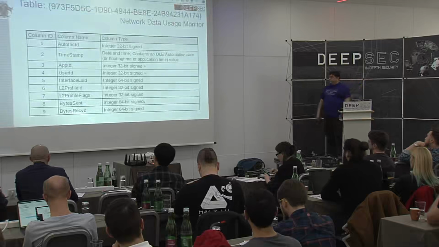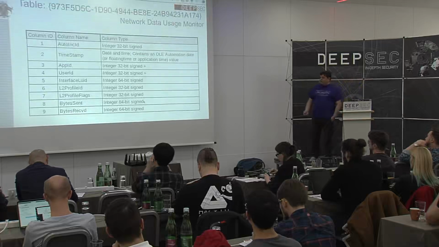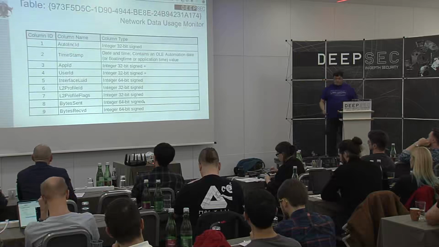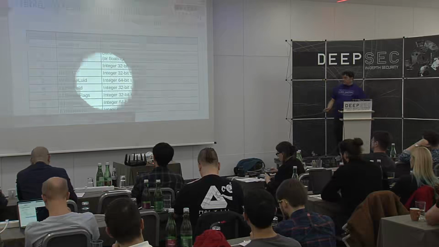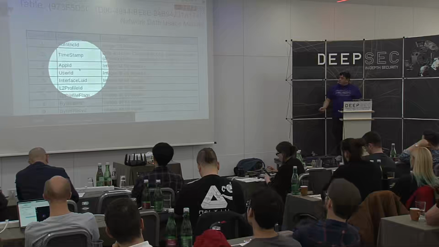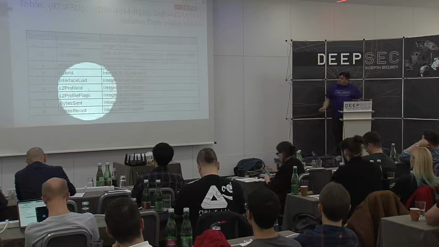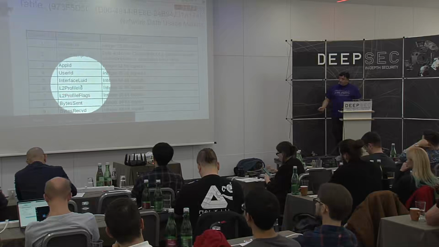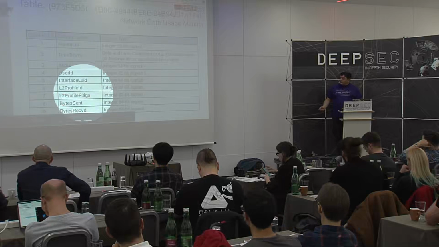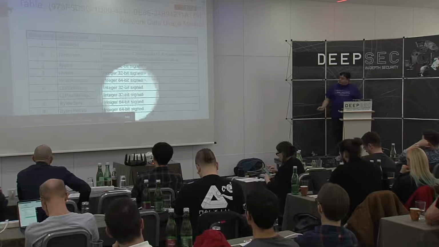The network usage table has columns, of course. It's a database, so we can see what kind of information we have inside it. We've got an application ID and a user ID, so we know which application and which user was using the network. We have an interface LUID, so we can understand which interface was being used. And we have network profiles and the bytes sent and bytes received.